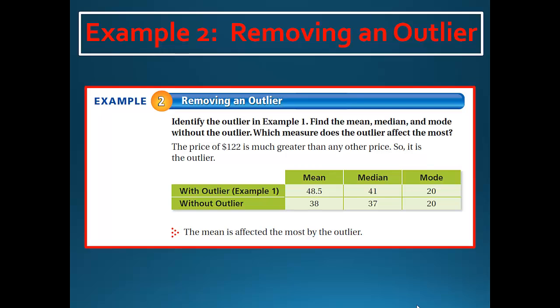So now if we look at the data, we can see the mean is affected the most, because with the outlier it's 48 5/10, and without it's 38. The median changes a little bit, and the mode stays the same.